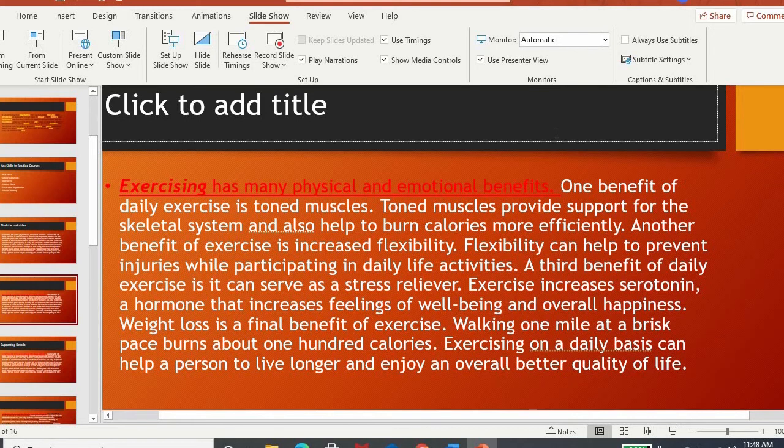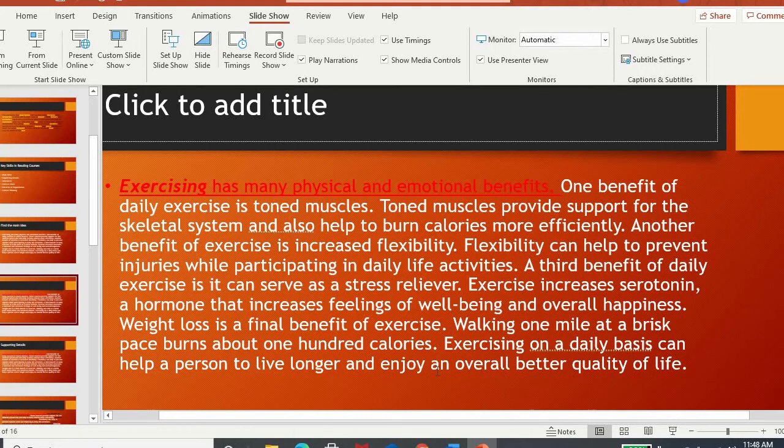What I like to have my students do is when they think they find the topic, turn it into a question. What are the many physical and emotional benefits of exercising? If the rest of the paragraph can support or answer that question, you know you're on the right track.